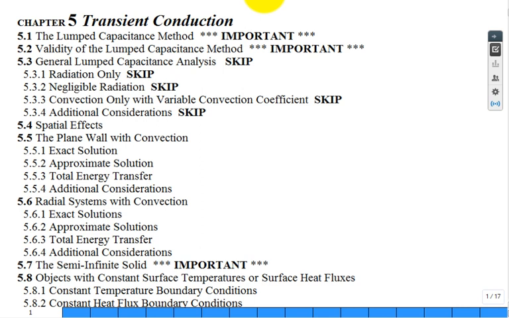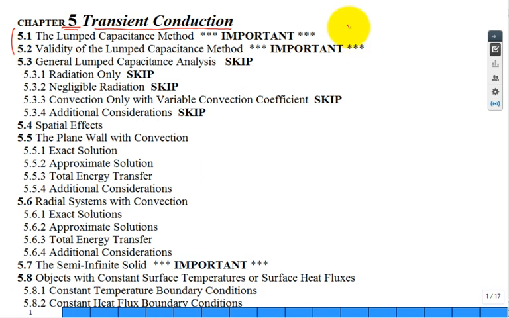So today is the first of 2 lectures on Chapter 5 dealing with transient conduction. Hey, finally, we're not out of conduction, we're not to convection, we're not to thermal radiation, we're still in conduction, but we moved out of steady state. So now we have transient conduction.